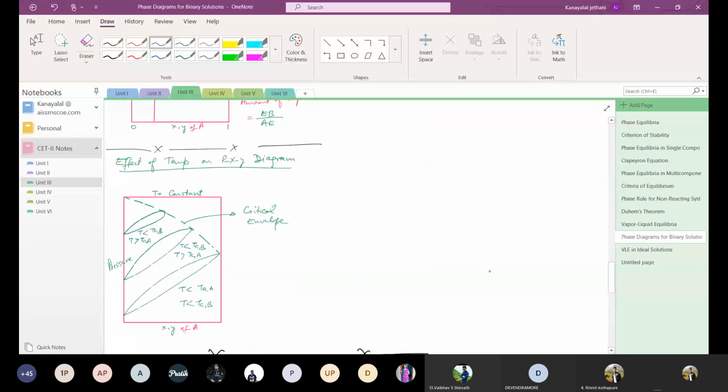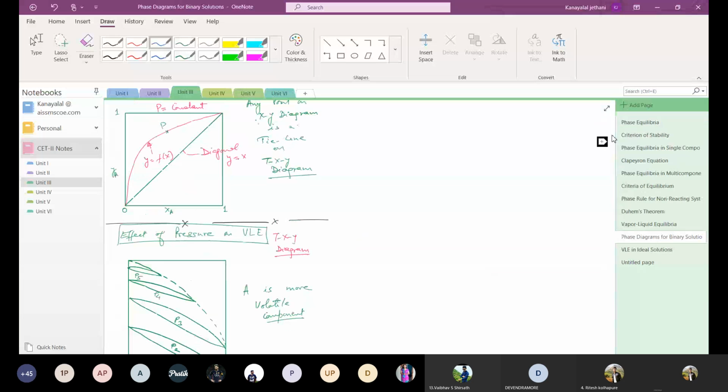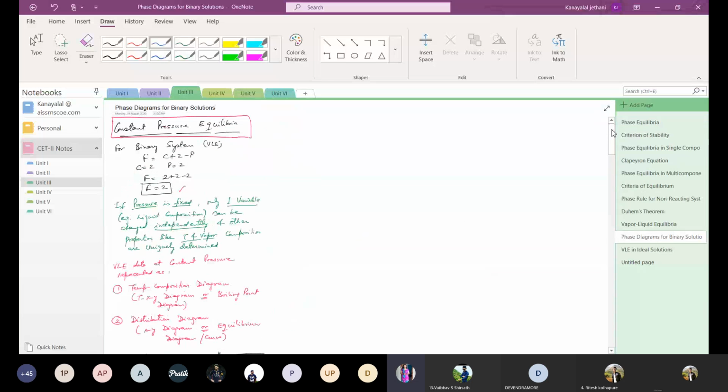Okay, so let's proceed further. TXY diagram समझ में आया अभी? सर Yeah.